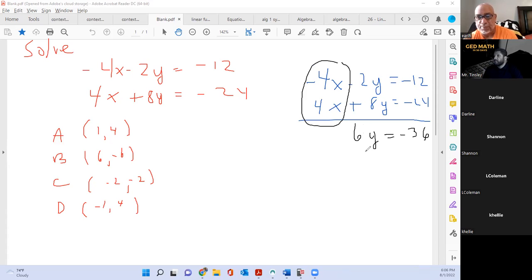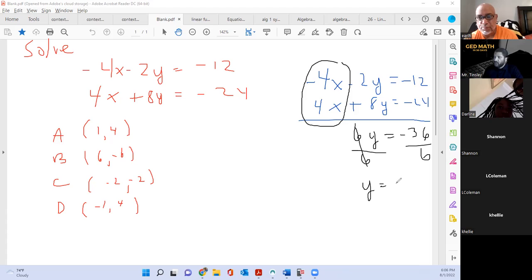We need to cancel, we need to divide. Divide by what? 6. By 6. So we notice the 6's cancel here. We get y equals... Now, a negative 36 divided by a positive 6, we know our answer is going to be negative 6. And then 36 divided by 6 is 6. So we know y is negative 6.